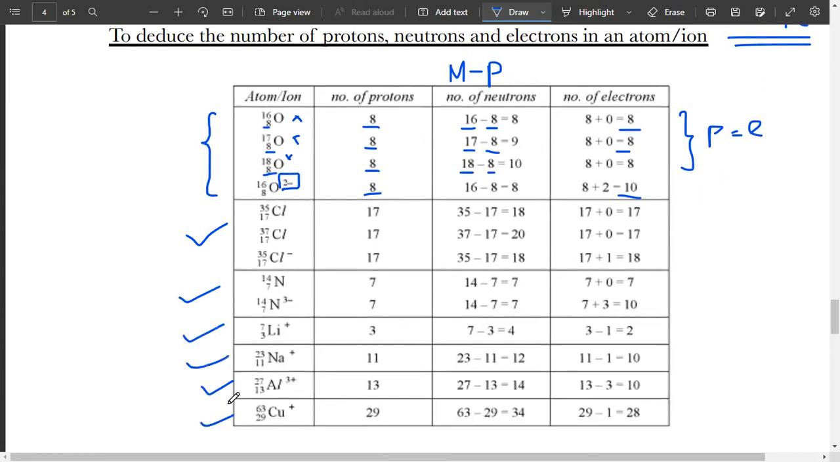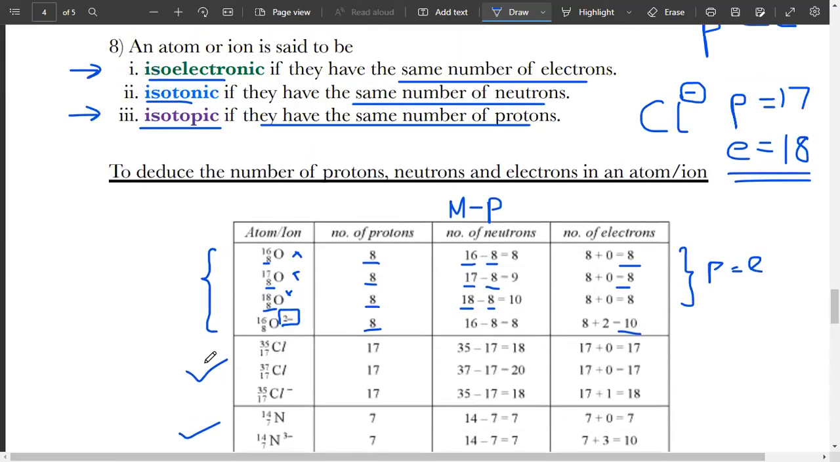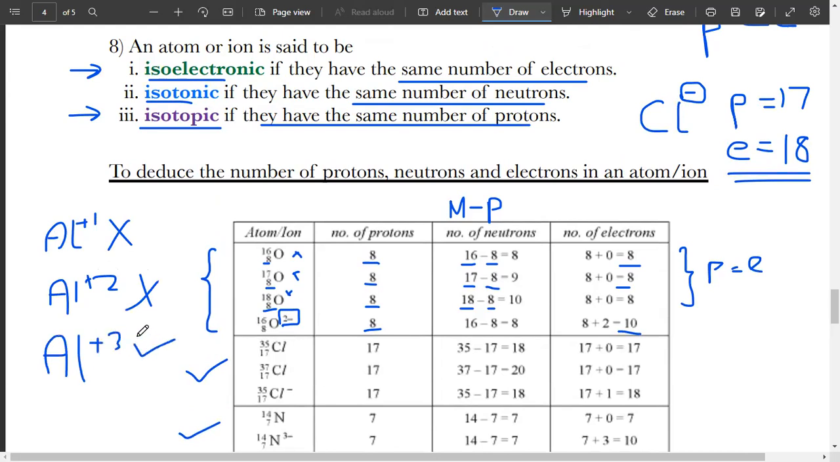अब कभी कभार वो आपको क्वेश्चन दे सकते हैं कि find the number of electrons in an aluminium ion. अब ऑब्वियसली आपको कैसे पता है कि एल्यूमिनियम आयन कैसे लिखते हैं? एल्यूमिनियम +1 होता है? नहीं. इज एल्यूमिनियम +2? नो. इज एल्यूमिनियम +3? यस. So this is how you have to identify the ions.